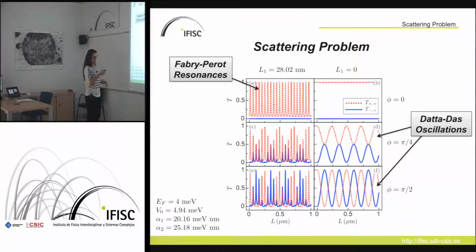Okay. I say superposition because if you superpose these resonances on this other effect of the Datta-Das oscillation, we can see how over this is the red one, and over this other is only the blue one. I say superposition because visually it's a superposition of both oscillations. This is the reason why I say superposition and not the two effects together.